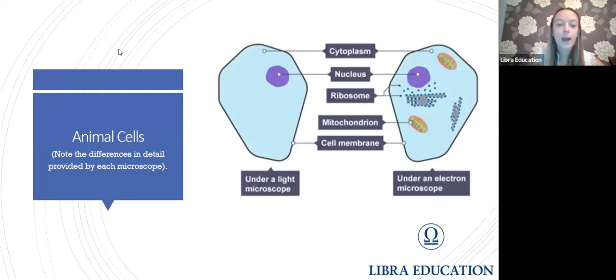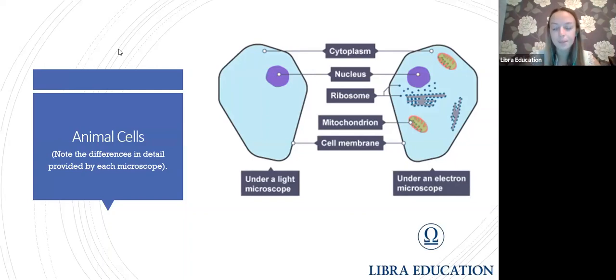In this picture, I've got two diagrams of an animal cell, and I want you to note the difference in detail provided by each microscope. So on the left, we have what you can see from an animal cell under a light microscope. So the exact same animal cell, these are not different cells. It's just on the left, what we can see with a light microscope, and on the right, what you can see with an electron microscope. And this obviously gives you some insight into which microscope you'd want to use to study cells and why I mentioned that previously.